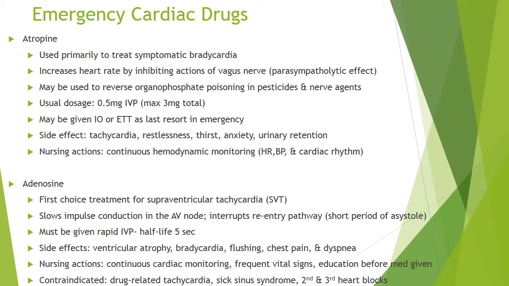Adenosine is a first choice treatment for SVT, known as supraventricular tachycardia, because it slows impulse conduction in the AV node. So it interrupts that reentry pathway and creates that short period of asystole. It must be given rapid IV push because it's got a half-life of 5 seconds.